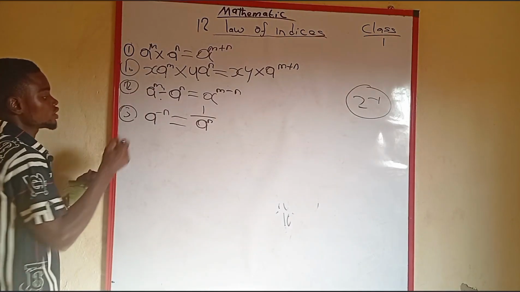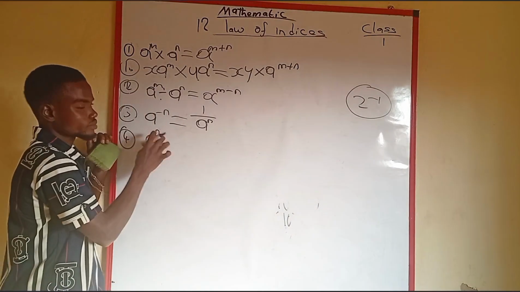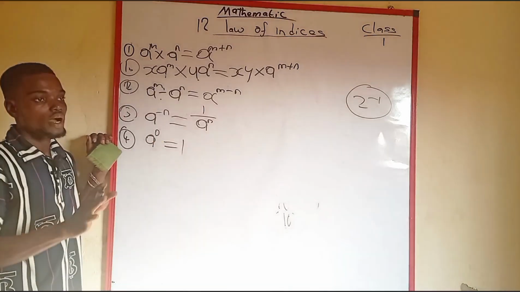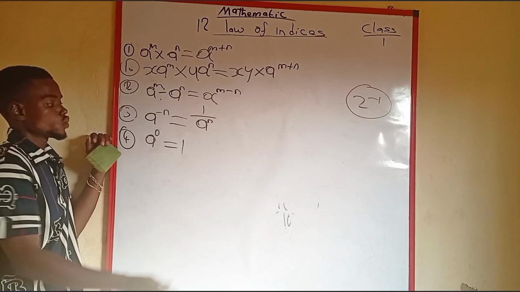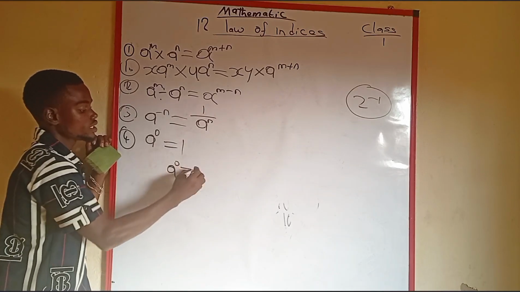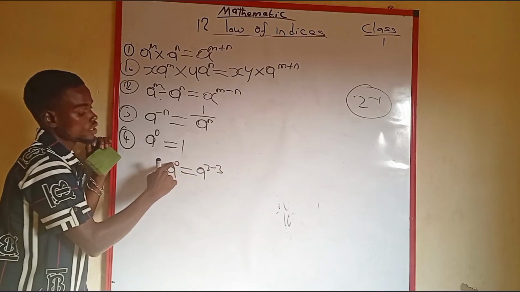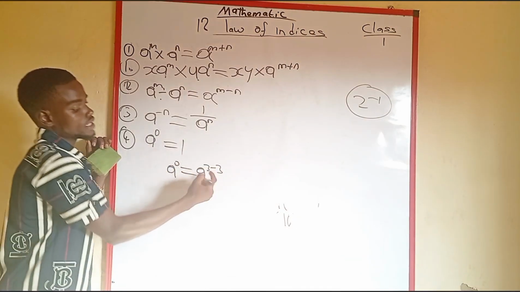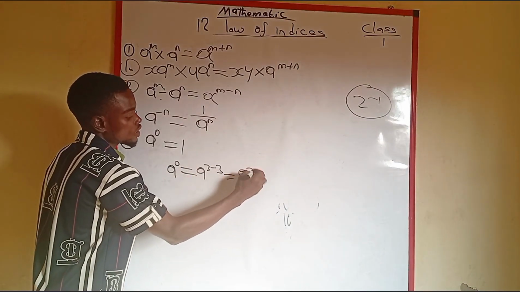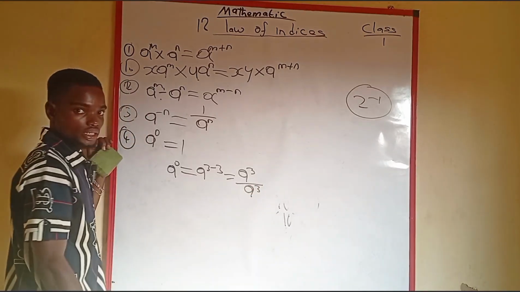Now rule number 4 is when we have a zero power. This zero power is equal to 1. Anything raised to the power 0 is 1. But can we prove this? Yes. a to the power 0 could be written as a to the power 3 minus 3, because 3 minus 3 is 0. Now notice that before we have 3 minus 3, it might have been a raised to the power 3 all over a raised to the power 3.